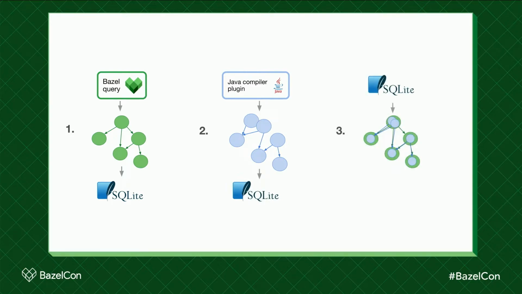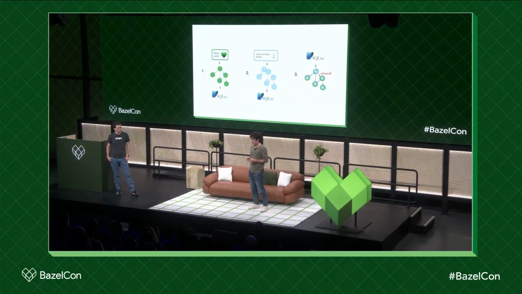So we find any edge that's in the Bazel dependency graph, but not in the Java dependency graph. And then we can mark those as unused and remove them. So it's a pretty simple process, but has some interesting details in it.